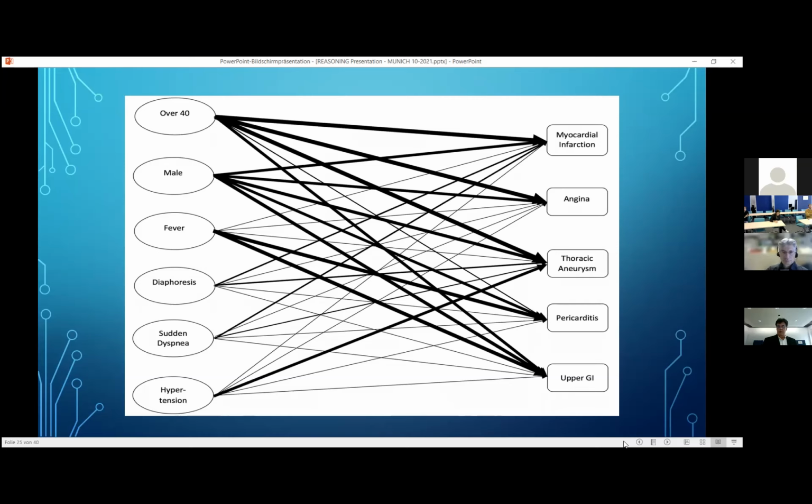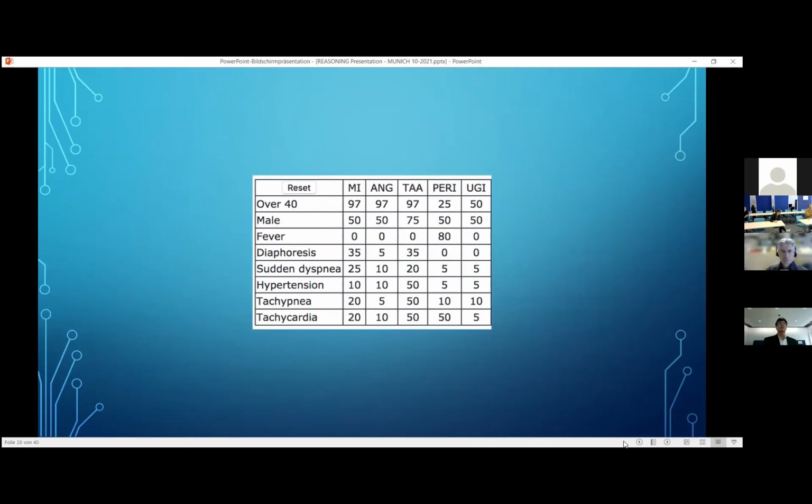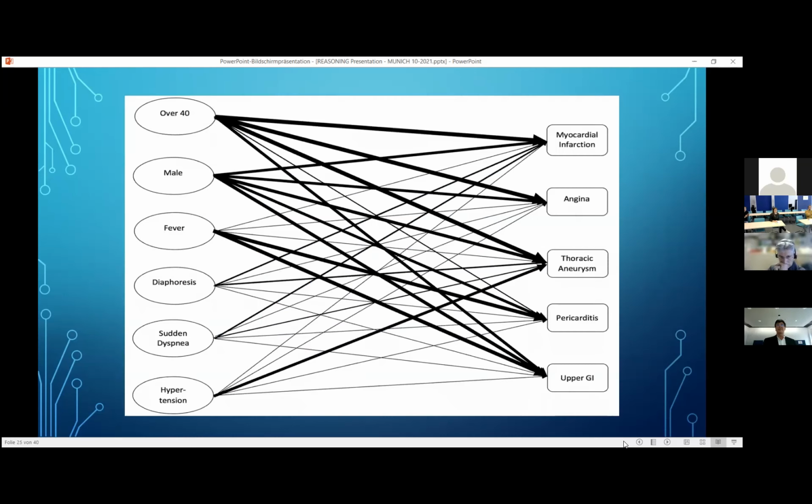Well, let's go to those frequency estimates. And you could see how the thicker lines represent fairly high numbers, those first 3, 97, 97, 97. Pericarditis is 25, so it's a thinner line. And then upper GI is a line whose thickness is somewhere between the two. So what the thickness of the line represents is the associated weight that is generated as we gain experience and summarize our experiences into changes in our neural network.